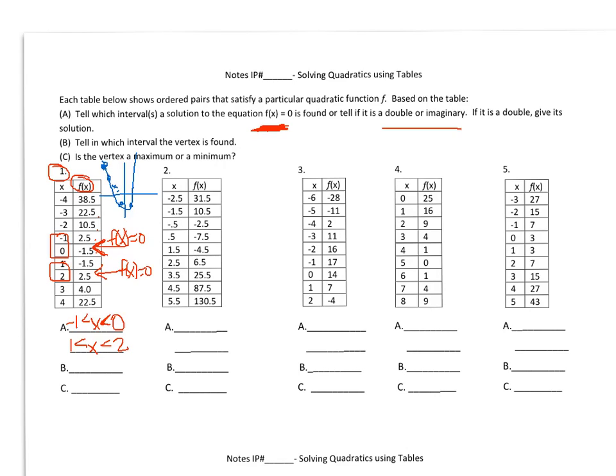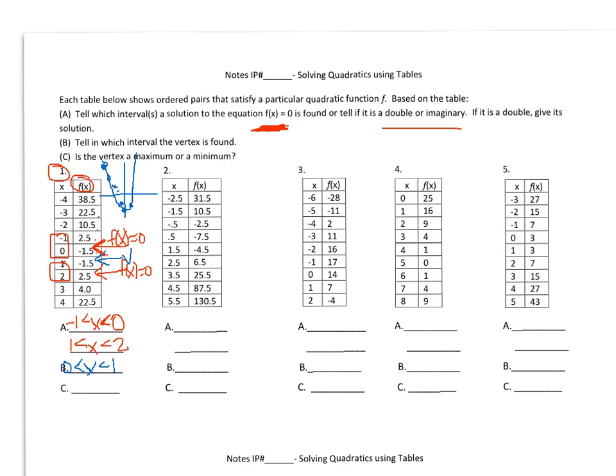So where would the vertex be? Well, in between 0 and 1, the y value is at negative 1.5. So the vertex is going to have to be in between those 2 points. So we're going to say the vertex is going to be right here. We've narrowed it down, and it's got to be somewhere in between those 2 points. So we're going to say that the vertex is when x is between 0 and 1. That's where the vertex is.